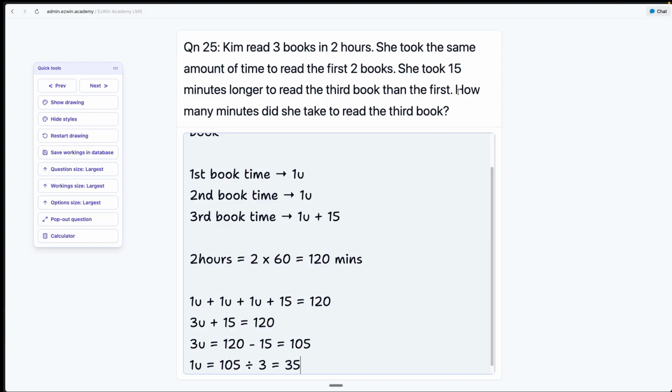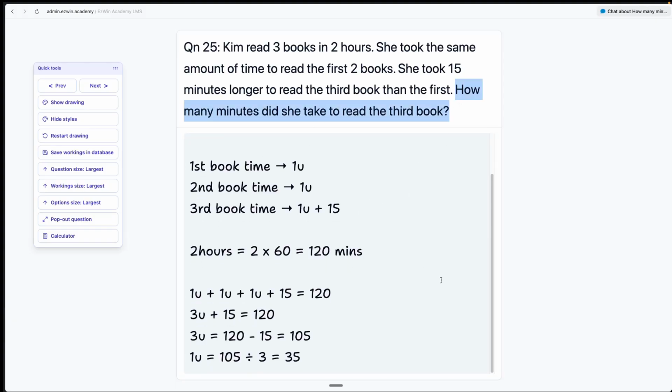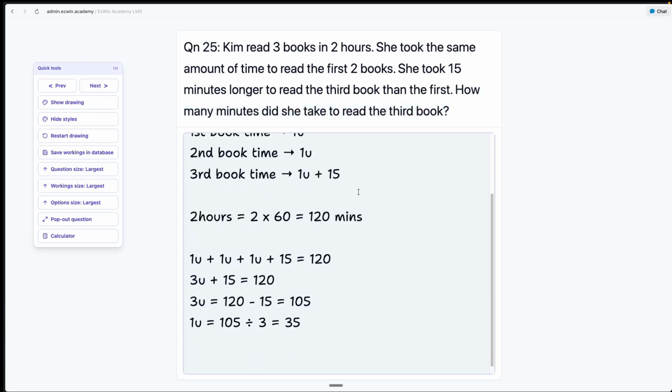Okay, is 35 the answer? No. So how many minutes did she take to read the third book? So third book over here is equal to 1 unit plus 15, which is 35 plus 15, which is equal to 50 minutes. There you go. So the answer is third book, 50 minutes. All right, that's it.